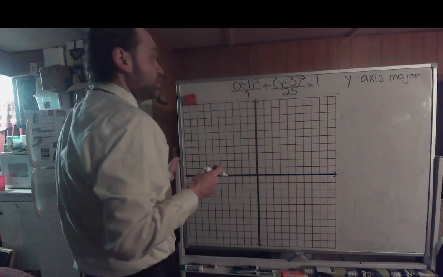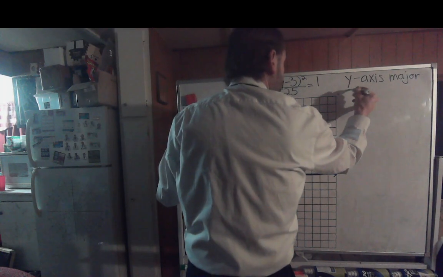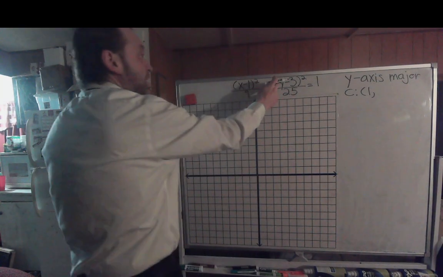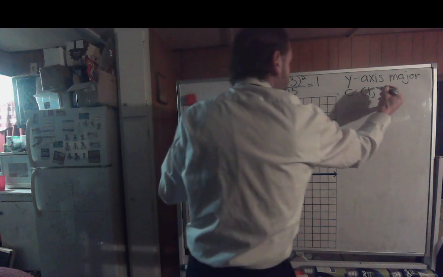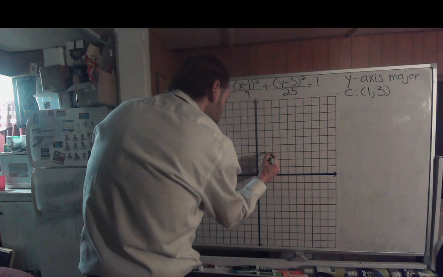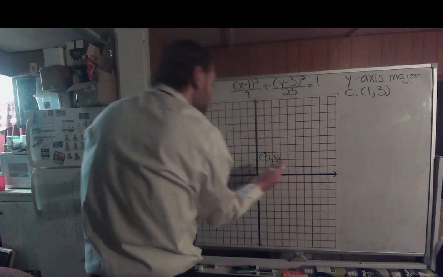Alright, now let's find the center. So set x minus 1 equal to 0, you get the x-coordinate of the center at 1. Then set y minus 3 equal to 0, you get y equals 3. So the center is located at (1, 3). So let's plot the center. There's your center at (1, 3), right there.